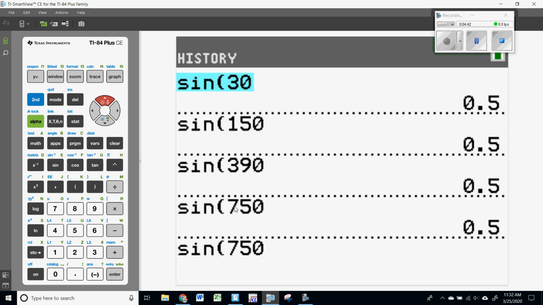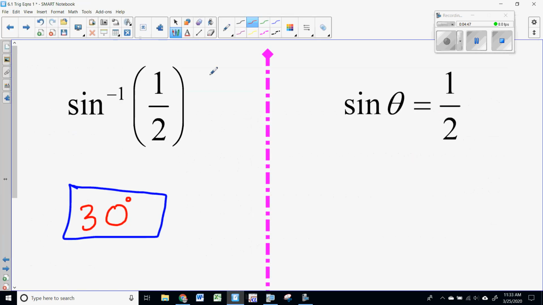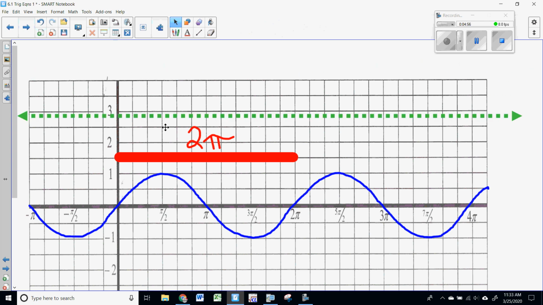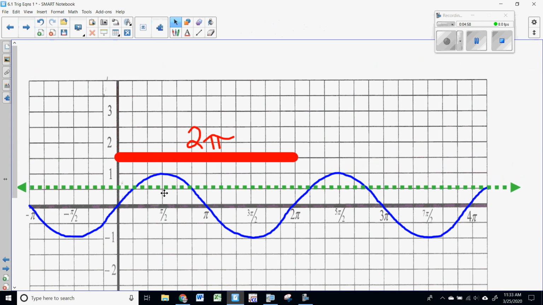30, 150, 390, 750. There's a whole bunch of them that solve that equation. Now, you can think of that as if we look at the graph of sine. Here is the graph of sine. And if I want to know where sine is equal to 1/2, you can see there's a whole bunch of places where sine equals 1/2. Here, here, here, here, here. We can keep going, and we know that this continues on and on and on to the right. And there's also answers back here to the left that go that way. So there's an infinite number of solutions.